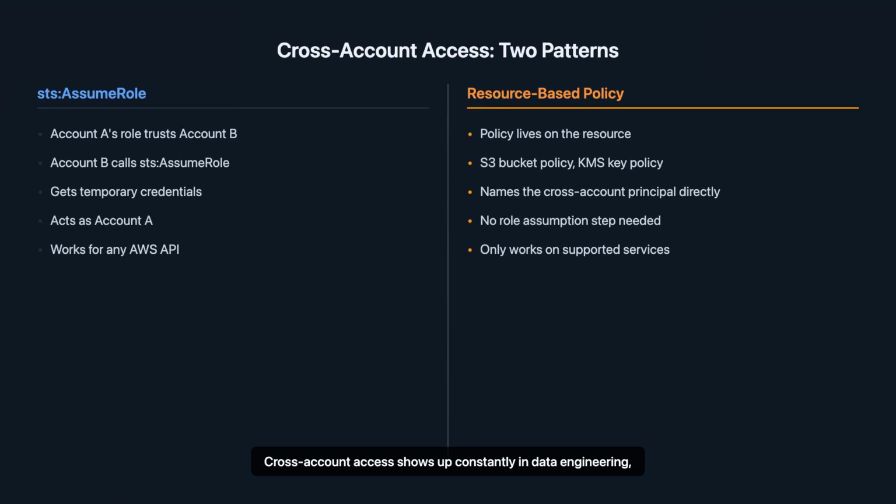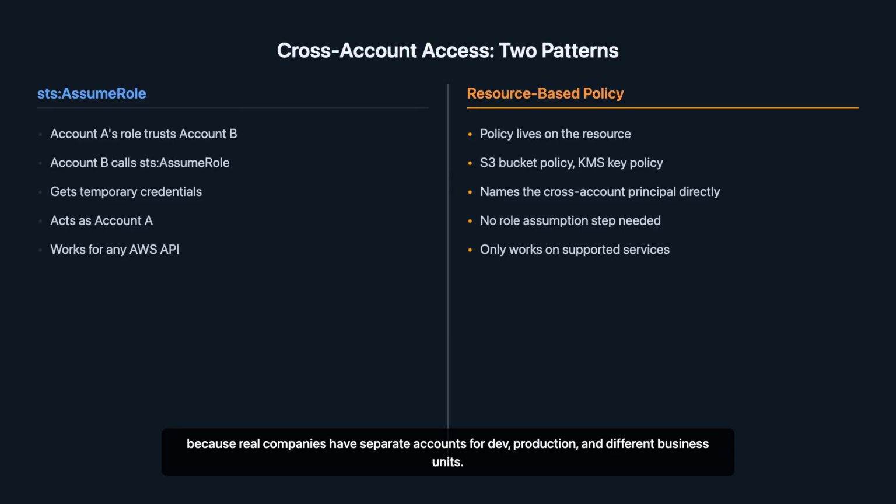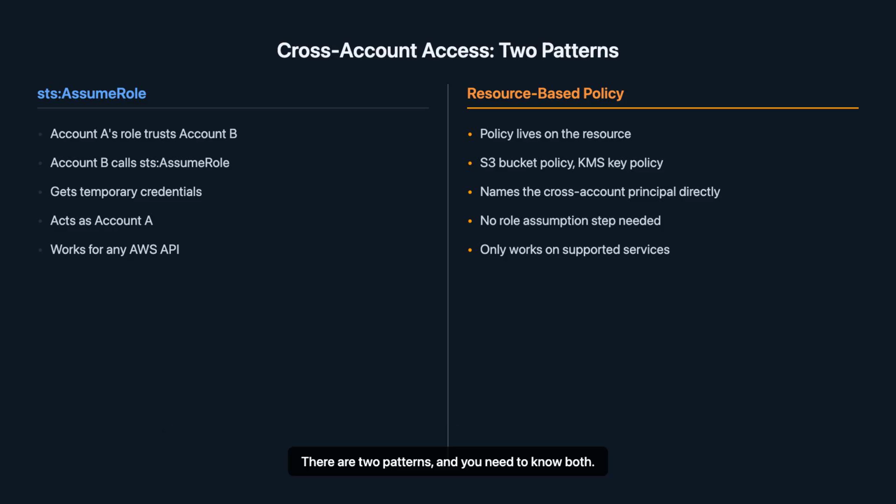Cross-account access shows up constantly in data engineering because real companies have separate accounts for dev, production, and different business units. There are two patterns, and you need to know both. On the left, the assume role pattern. Account A's role has a trust policy that says account B is allowed in. Account B calls STS assume role, gets back temporary credentials, and acts as the account A role. It works for any Amazon Web Services API.